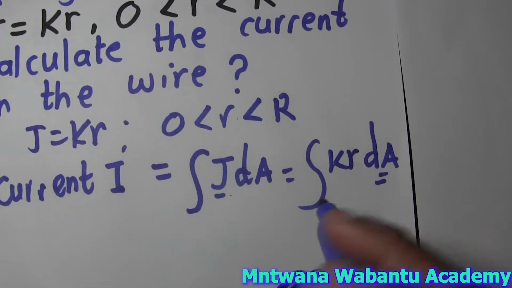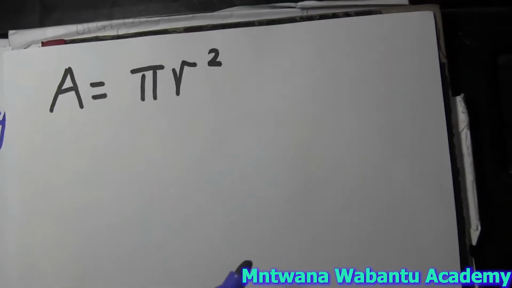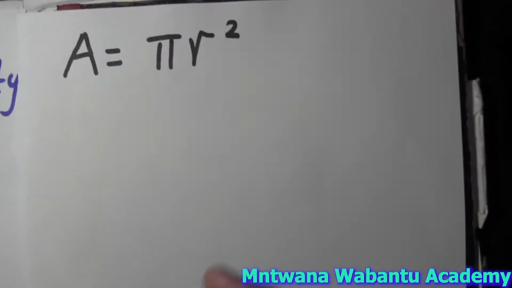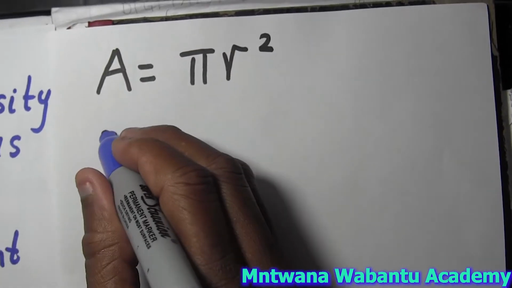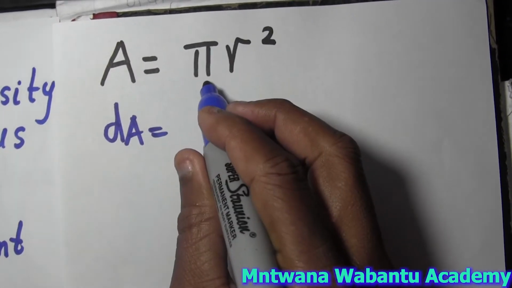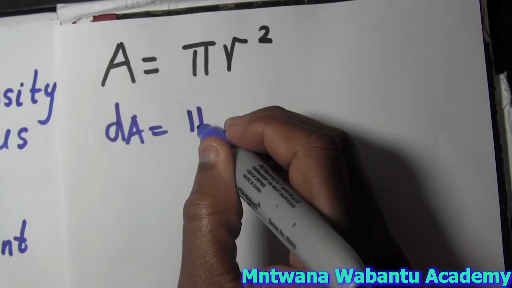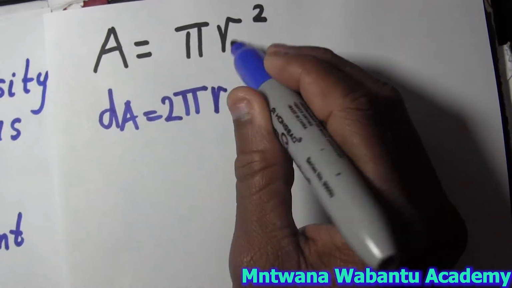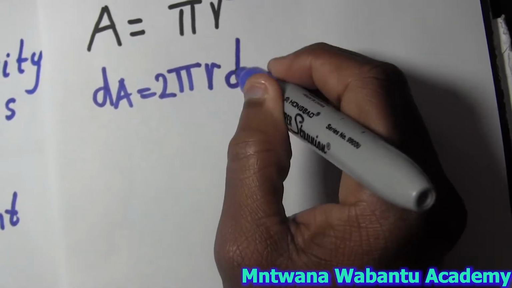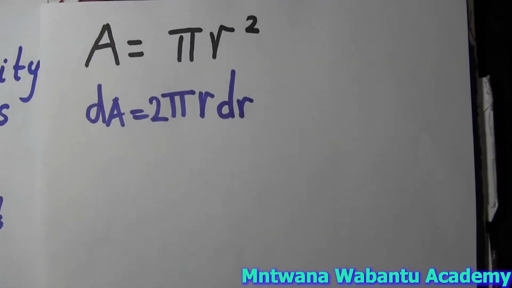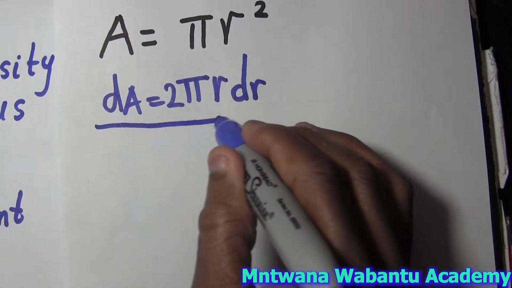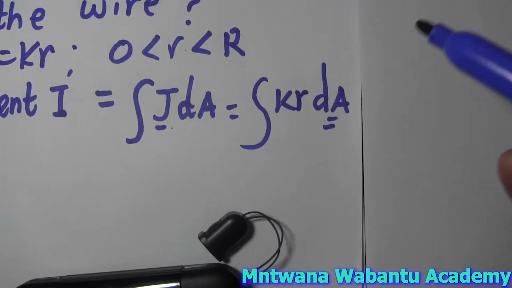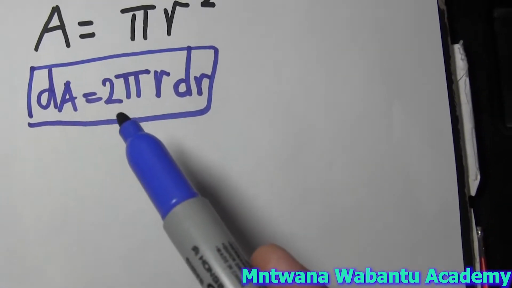We know the normal area. We say area equals pi r squared, because that's the cross-section area of a wire. Now let's differentiate. When you differentiate A, you get dA. Pi is just a constant, 3.14, so write your pi. But when you differentiate r squared, the 2 comes here and we write r to the power 2 minus 1, which is r, with respect to r. This is the application of differentiation. So now I'm going to replace dA in the integral; dA is represented by 2 pi r dr.